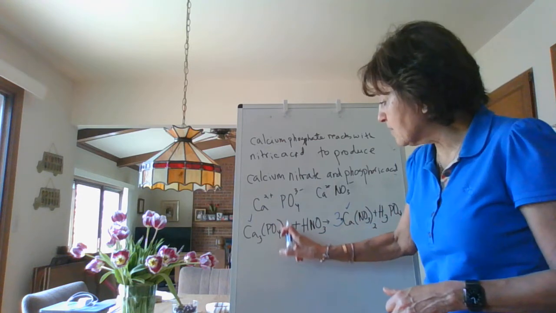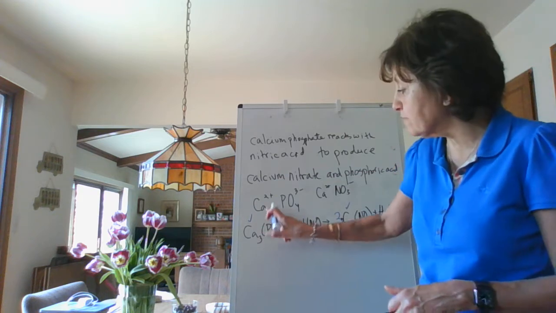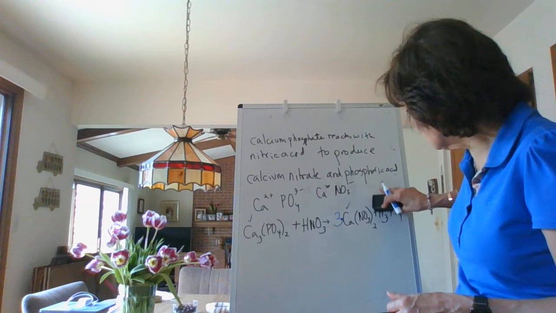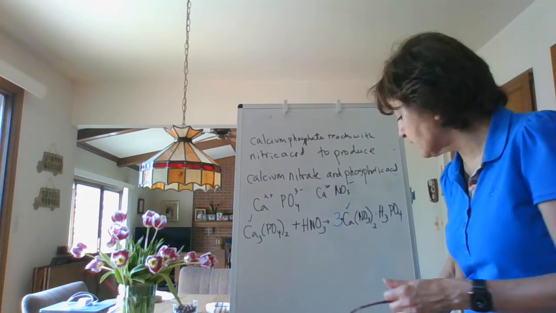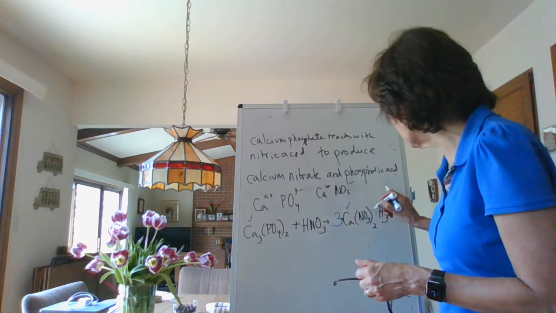This parentheses is telling you that this 2 multiplies this whole phosphate by 2. So I have 2 phosphates on this side. I need 2 phosphates on this side. How do I put 2 phosphates on this side? I put a 2 in front of the H3PO4.